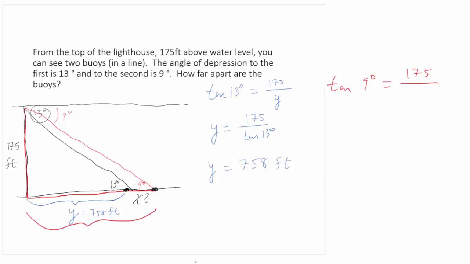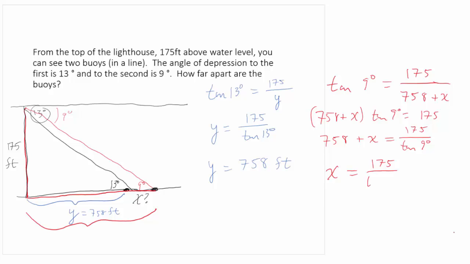So now this distance right here, the tangent of 9 degrees is 175 over 758 plus x, where x is that distance between the buoys. So then multiplying through by 758 plus x, I have 758 plus x times the tangent of 9 degrees is equal to 175. Let's divide through by tangent of 9 degrees. So 758 plus x is equal to 175 over the tangent of 9 degrees. And then I'll subtract the 758. So then x would equal 175 over tangent of 9 degrees, subtract 758. And so then x comes out to about 347 feet.